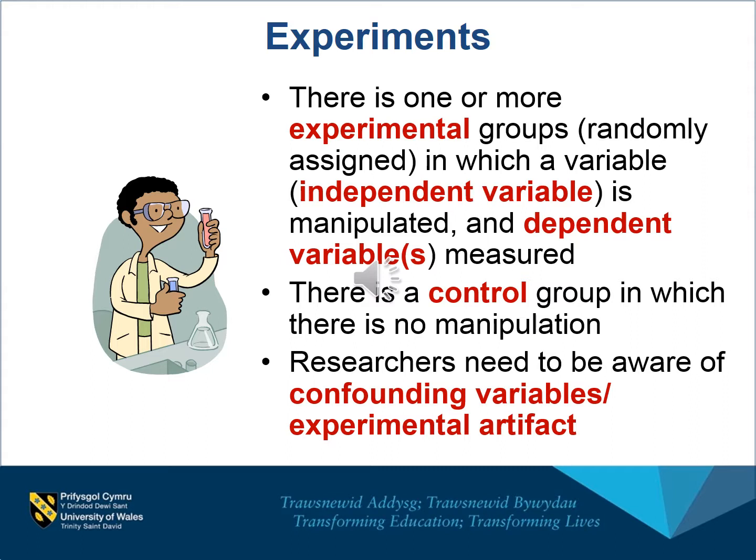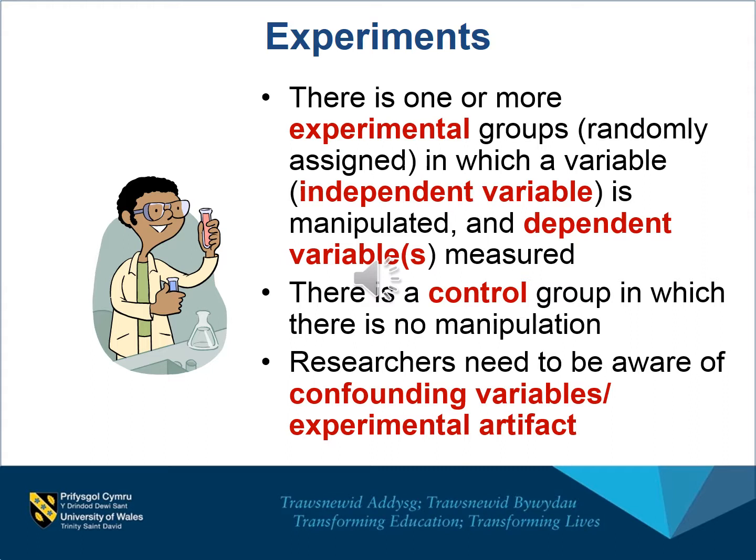So the variable that's manipulated is called the independent variable. That could be, for example, the dose of drug that's given, or the amount of time that somebody is left to do something. And the dependent variable then is measured. So that could be blood pressure, heart rate, test score, all sorts of things. That's the experimental group. And there's also a control group in which there's no manipulation. But there may be placebos and all sorts of things.